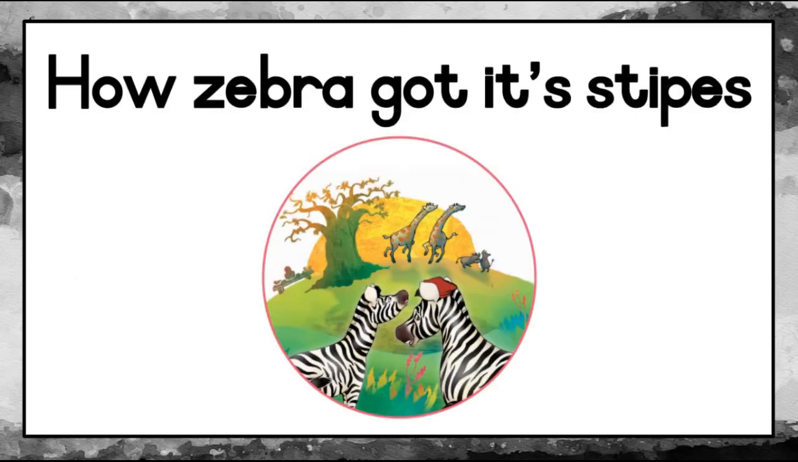Now it's time for a reading exercise. I'm going to read you a story about how a zebra got its stripes. You can just sit back and listen and look at the pictures.